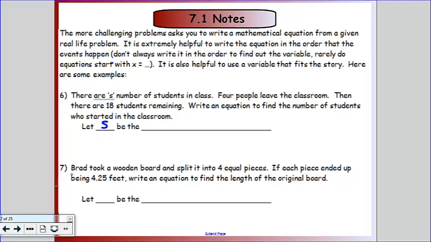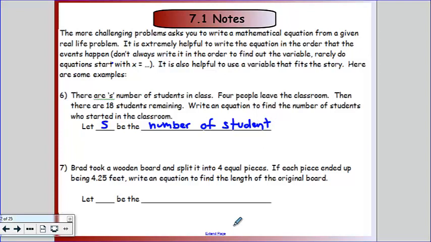They say S. So we want to say let S be and what it represents. Some people just write students, but what about the students? It's the number of students. We'll do ones that maybe is the height. There's a whole variety of things it could be.